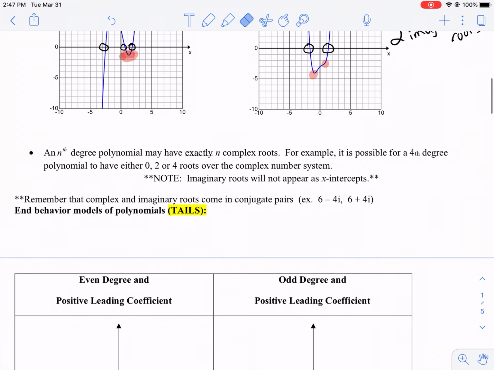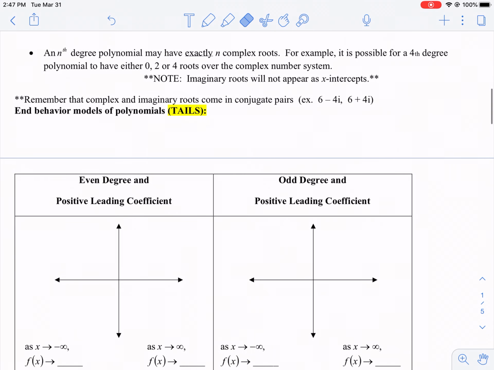Alright, so an nth degree polynomial may have exactly n complex roots. A complex number, remember, is a plus bi, so it's got a real and an imaginary part. So essentially those are the imaginary roots. For example, it is possible for a fourth degree polynomial to have either 0, 2, or 4 roots over the complex number system. So think imaginary roots here.